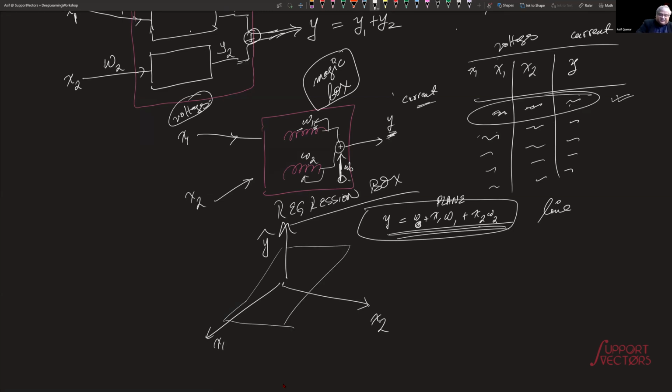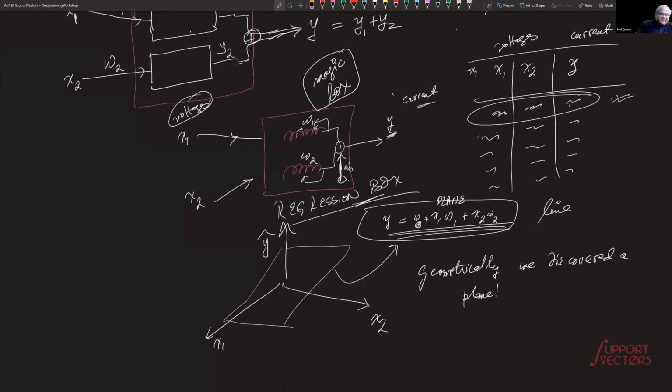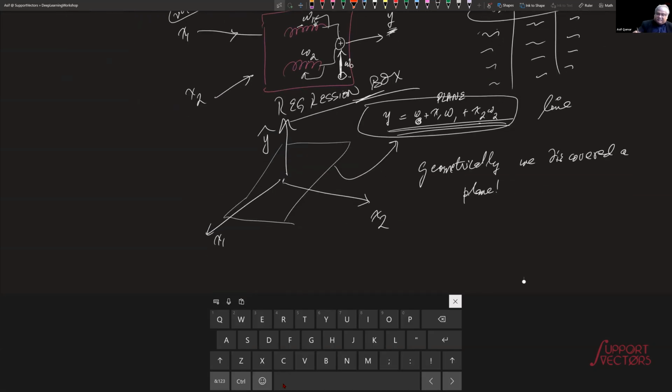Now this plane, as you know, the equation of a plane is something like this, right? So regression, in this case, discovered a plane. Geometrically, we discovered a plane. And when you discover the right plane by tilting it in all sorts of ways and finally hitting upon it, you have solved the problem. You have a solution, or you have a model.